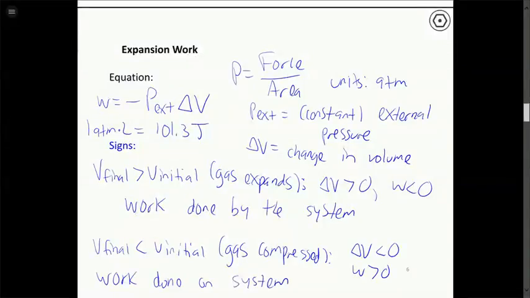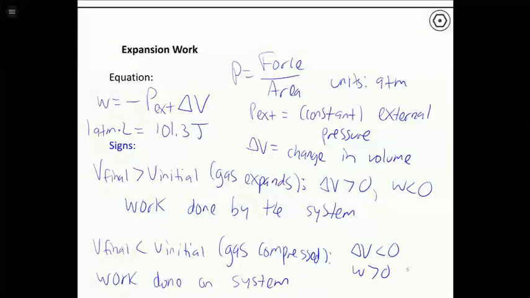All right, so anytime a gas changes volume, there's going to be work involved. If the volume of the gas gets bigger, that means the gas itself is doing work. If the volume of the gas gets smaller, that means the system is doing work on the gas. Those are the two possibilities. So that's really the only type of work that we're going to have to calculate. So let's just see one example of how we do this.